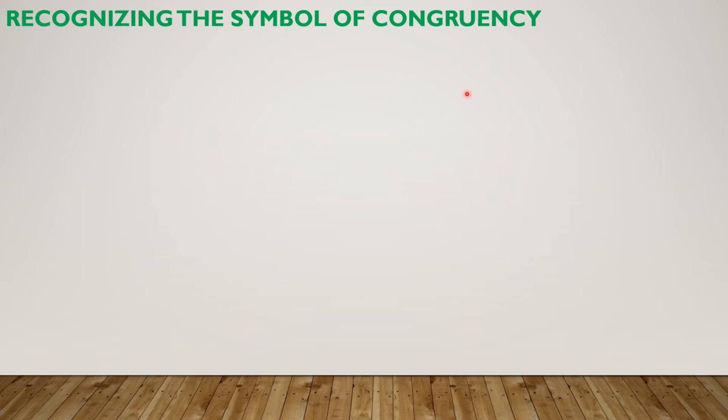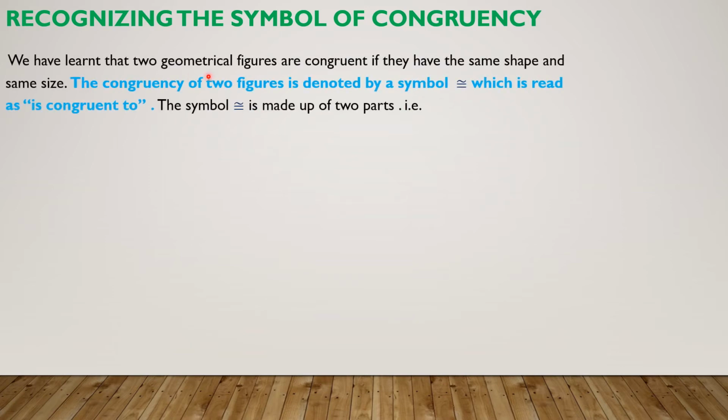Recognizing the symbol of congruency. We have learned that two geometrical figures are congruent if they have same shape and same size. Got it? Two figures are said to be congruent if their shape and size are the same. Now, the congruency of two figures is denoted by this symbol. This is the symbol of congruency. Whenever this symbol stands, it means the two given figures are congruent, and it is read as "is congruent to".